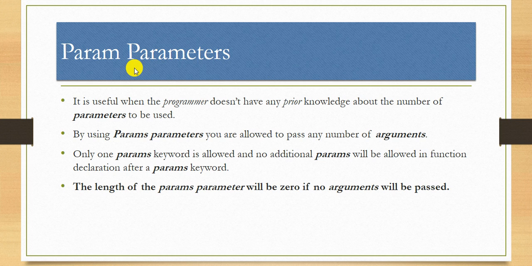So basically, a params parameter is useful when the programmer doesn't have any prior knowledge about the number of parameters to be used. By using the params parameter, you are allowed to pass any number of arguments, and only one params keyword is allowed, and no additional parameters will be allowed in a function declaration after a params keyword. The length of a params parameter will be 0 if no arguments are passed. Now you will see all these concepts in action on Visual Studio.